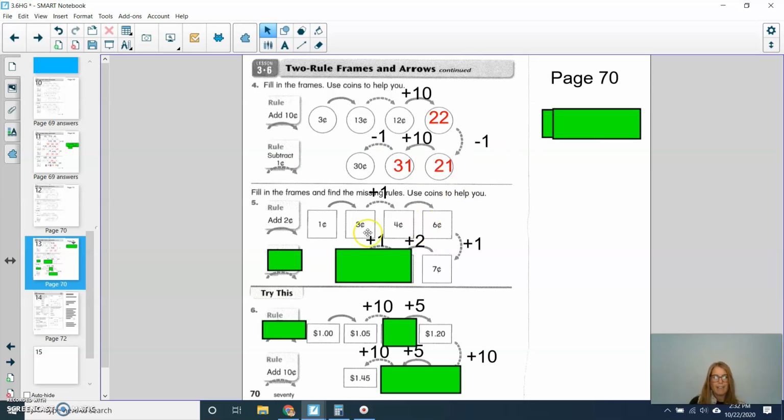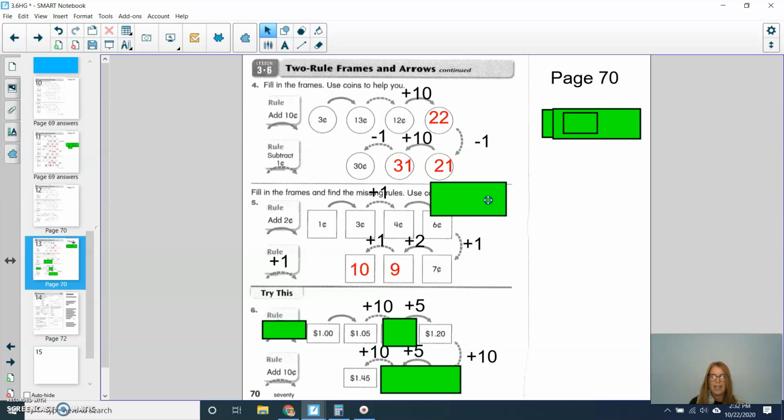For number 5, I can see that whenever I see that dark line, I'm going to add 2. So I went from 1 plus 2 to get me to 3. But then I went from 3 to 4. So I know from 3 to 4, I'm adding 1. So I want to figure out my rule. If my rule is whenever I see that dash line, I'm going to add 1 cent. Now I can see, I was at 6, I added 1 to get to 7. Now 7 plus 2 would bring me to 9. And then 9 plus 1 would bring me to 10.